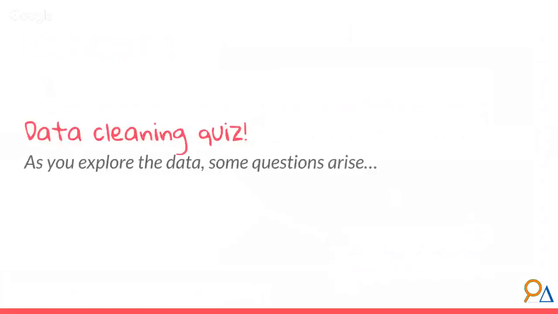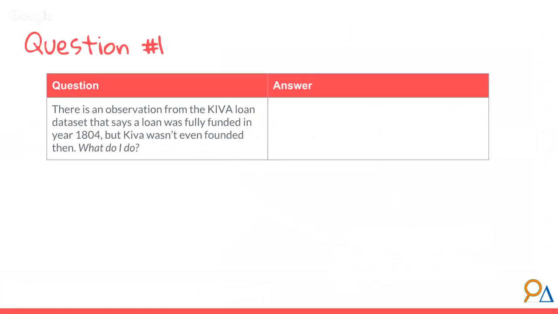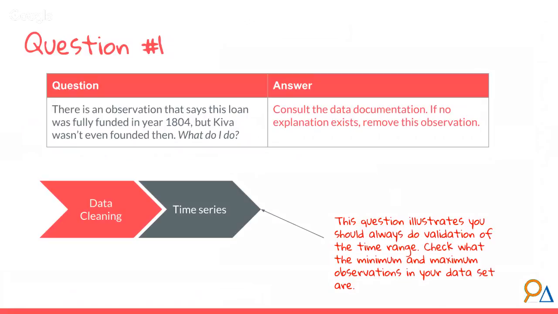Let me go back to the data cleaning quiz. We have a few questions. While data cleaning, there is an observation from the Kiva loan dataset that says a loan was fully funded in the year 1804, but Kiva wasn't founded then. What do you do? If you come across such a situation, either go back to the data documentation and see if that's an error that was made when the data was being filled, and if it's not, we just delete it. Consult data documentation. If no explanation exists, remove this observation.